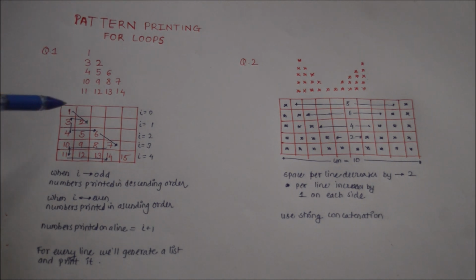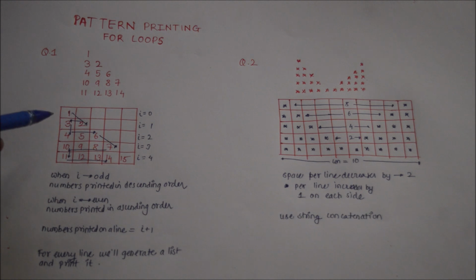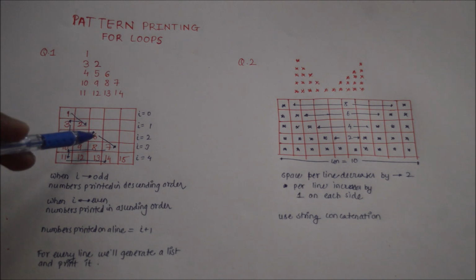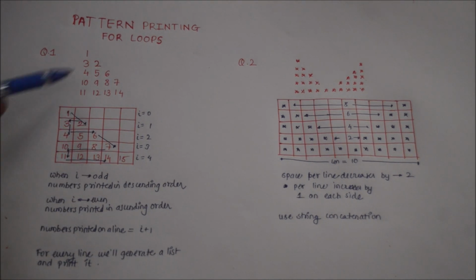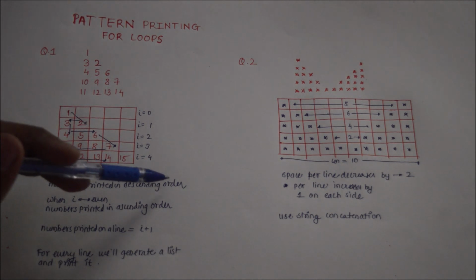So what we can see is the best practice is always to draw a grid like this and print the pattern in it. So after drawing this grid, we are able to infer that the printed pattern follows a template like 1, 2, 3, 4, 5, 6, 7, 8, 9, 10, 11, 12, 13, 14. So that is when the line number is odd, the numbers are printed in descending order.